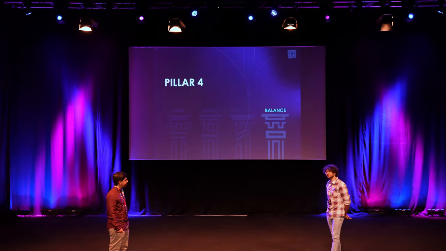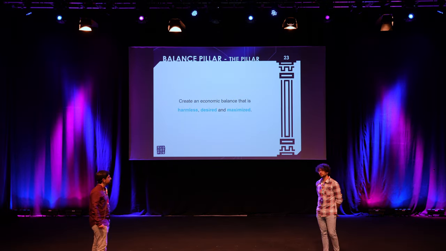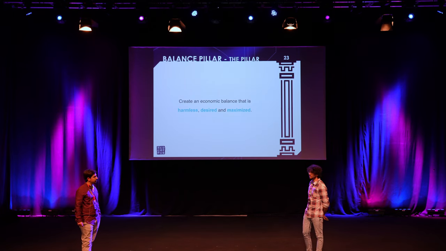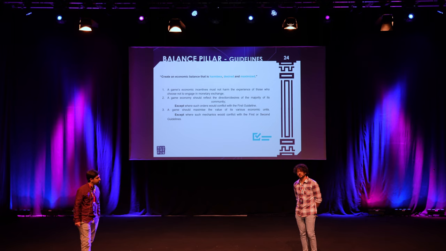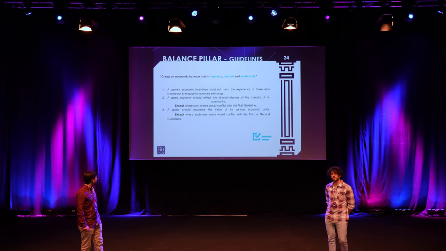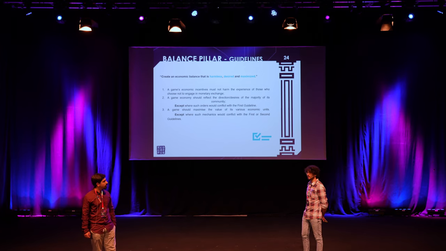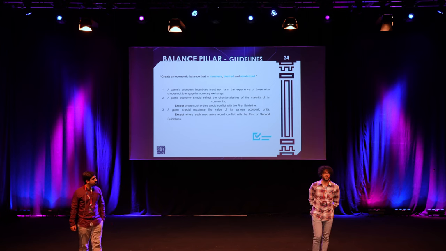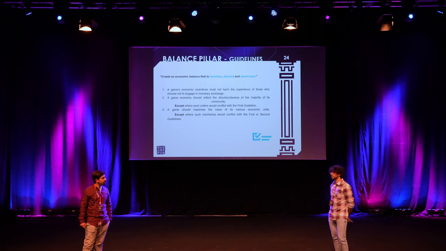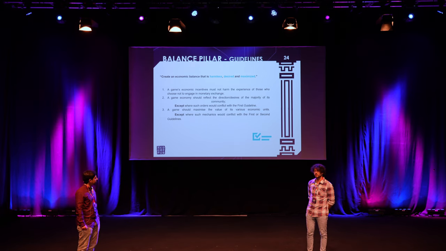So for the last pillar, balance, this is all about the game's economy. And the idea is that we should balance it in a way that is harmless, desired, and maximized. What we mean by this is essentially what's outlined here in the guidelines. The first one is that the economic incentive must not harm those who choose not to interact with it. Again, a lot of times we see games being made for Web3 with Web3 interaction, then they expect people to buy, but that will kind of harm your player base. So this is the first guideline we tend to follow here.